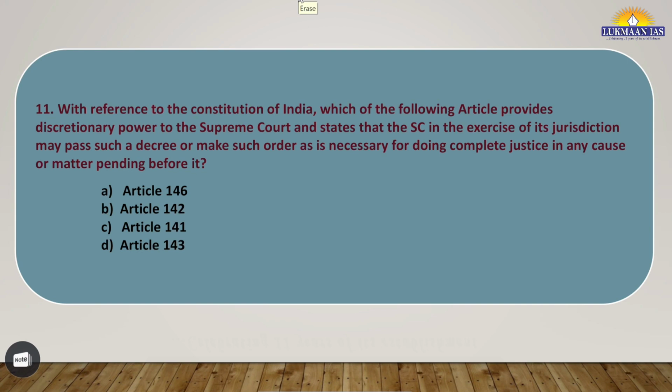Right, with reference to the Constitution of India, which of the following articles provides discretionary power to the Supreme Court and states that the Supreme Court, in the exercise of its jurisdiction, may pass such a decree or make such an order as is necessary for doing complete justice in any case or matter pending before it. When we talk about complete justice, it is Article 142, many times it is in the news. So to ensure complete justice in any matter pending before the court, the Supreme Court can invoke the provisions of Article 142. So remember, B is the correct answer here.